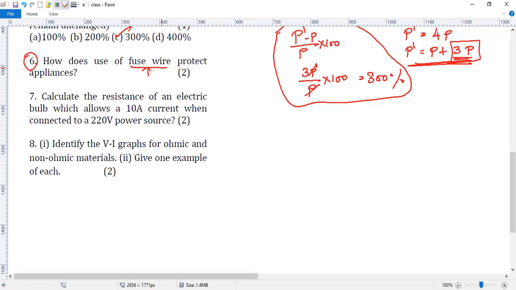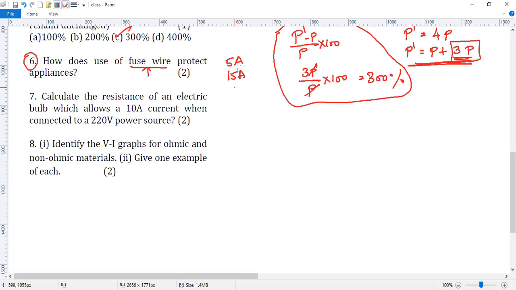Because fuse wires have ratings: there is a 5 amps fuse, a 15 amps fuse, and even higher ones. If the current goes above its rated value, it depends upon the equipment that we are using.